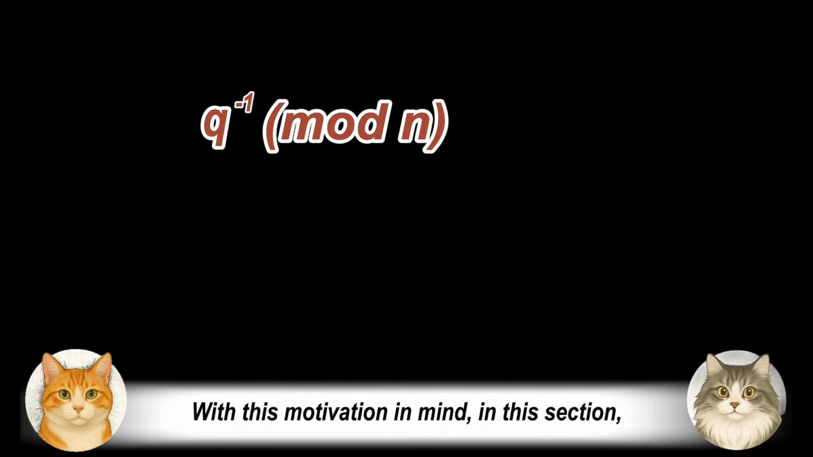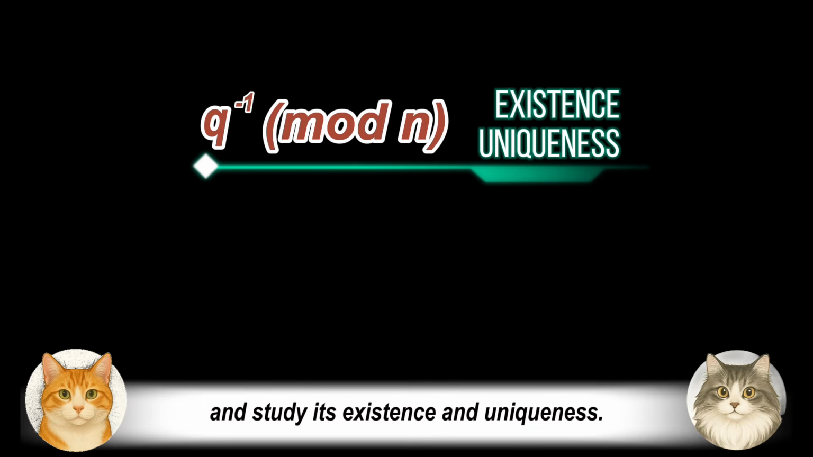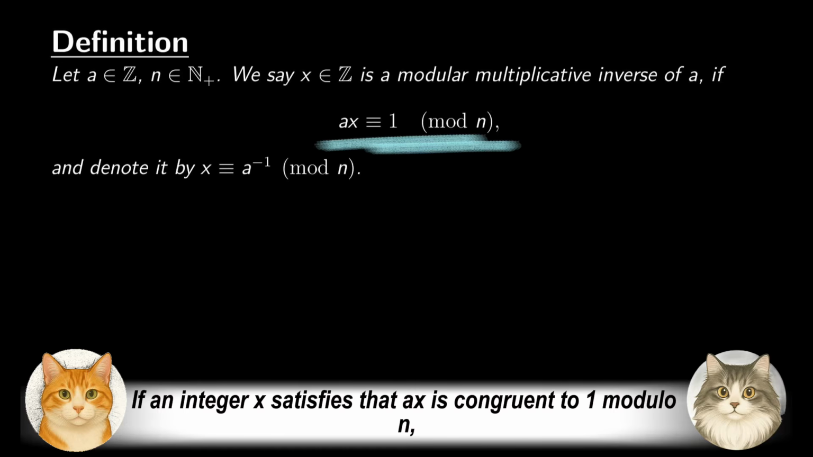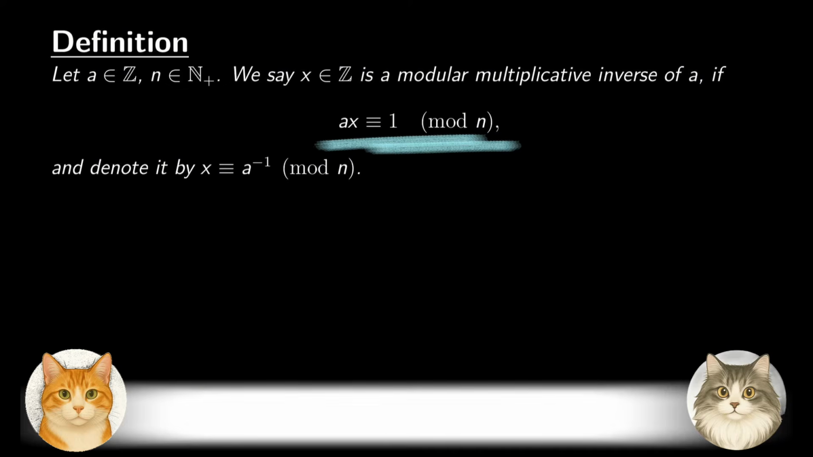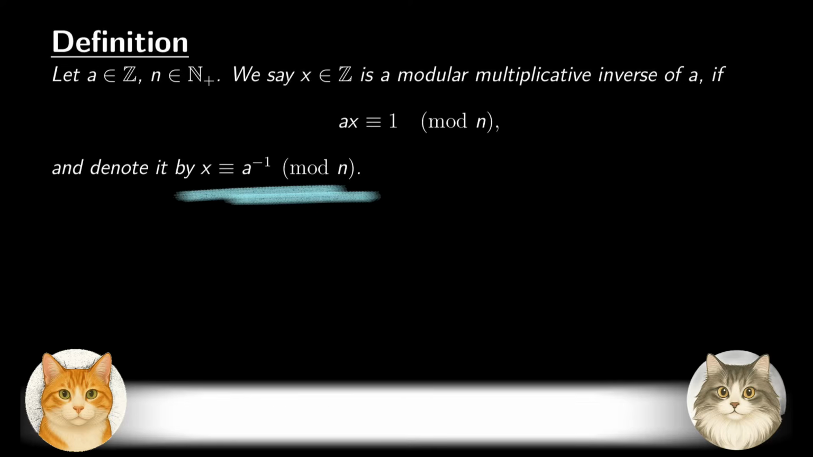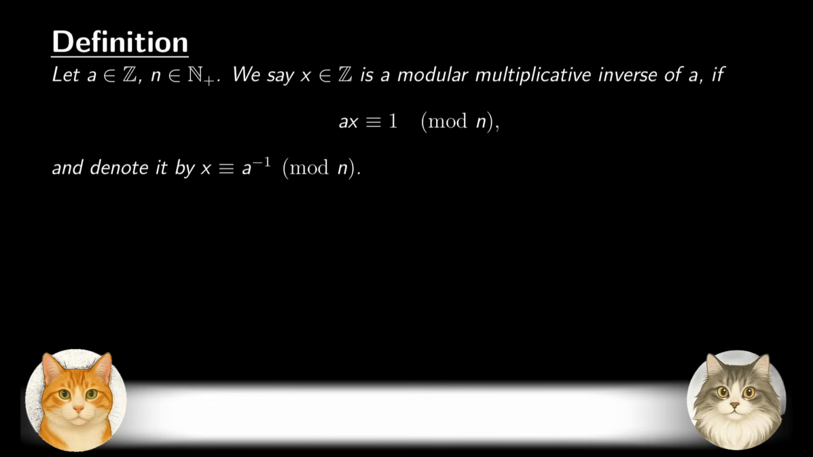With this motivation in mind, in this section, we define what a modular multiplicative inverse is and study its existence and uniqueness. Let a be an integer and n a positive natural number. If an integer x satisfies that ax is congruent to 1 modulo n, we say that x is the inverse of a modulo n, or simply, x is the modular inverse of a mod n.